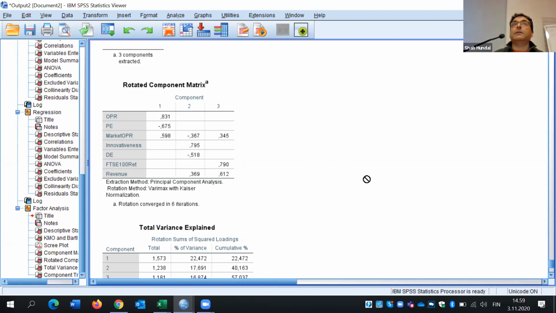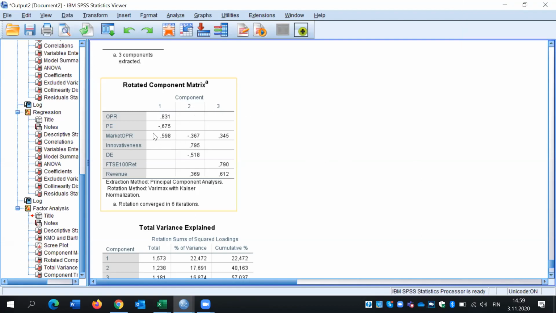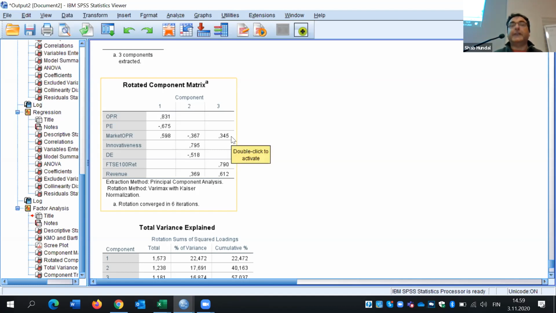With me? Yes or no? The market operating profit ratio is ignored. We will not study it in the future because it's touching more than one construct. Same way, I would totally ignore revenue for the future analysis because it's touching construct 2 and 3. So don't consider any variable which is touching more than one construct, because it appears 2 times.